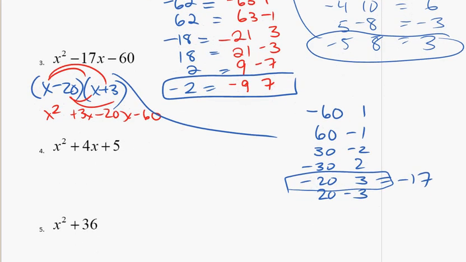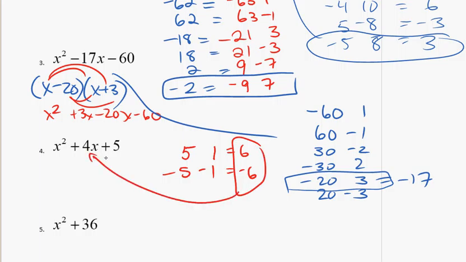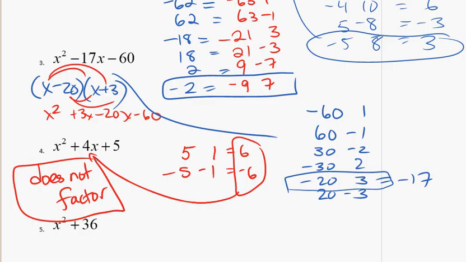Couple more. Things that multiply to positive 5. 5 and 1. That's all I know. Negative 5, negative 1, I suppose. So it adds to 6 or negative 6. Neither of these are 4. So this does not factor. Everything doesn't have to factor. Factoring is just one method, in case it does, to get to answers more quickly.